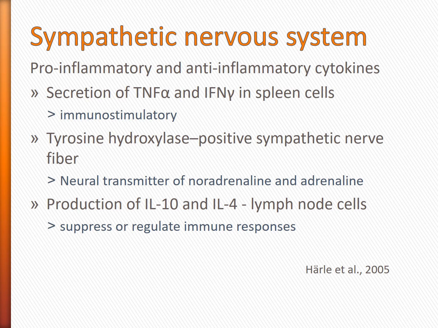Tyrosine hydroxylase released by the sympathetic nerve pathway is involved in making the neurotransmitters noradrenaline and adrenaline. For its function, it helps suppress the inflammation by causing vessel constriction. Also, another kind of substance you may be interested in is IL-10 and IL-4 from the lymph node cells, which can also suppress or regulate the inflammatory response.